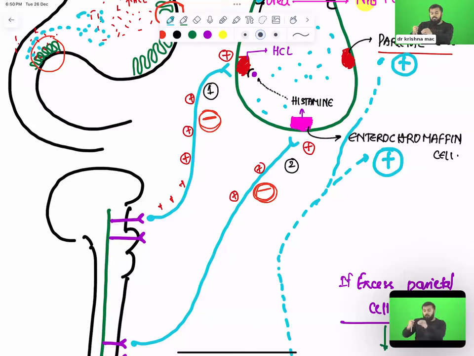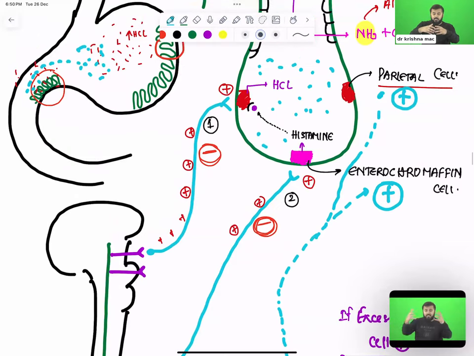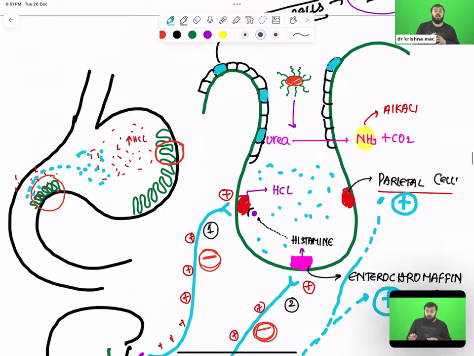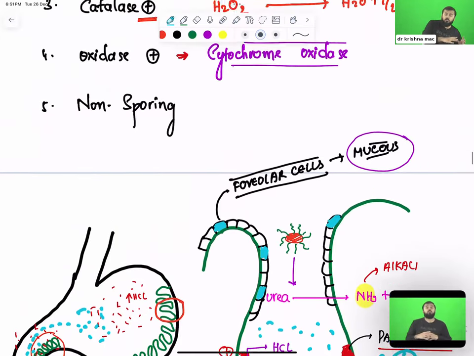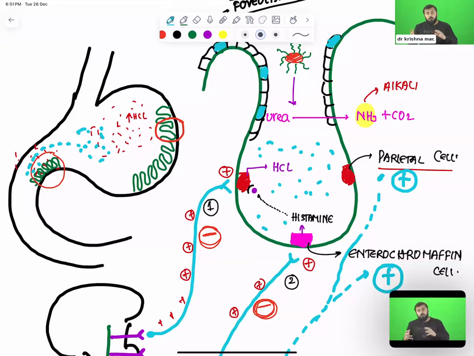Agar enterochromaffin cells or parietal cells activate hua, then what will happen? Instead of alkali, excess HCl is released. You're getting it. Excess amount of HCl is released. Now, if the bacteria is more, if the concentration of bacteria is too high, toh kya hoga? Excess amount of urea will be converted to ammonia. Matlab, the level of ammonia is increased too much. It means my entire stomach is becoming completely alkaline.